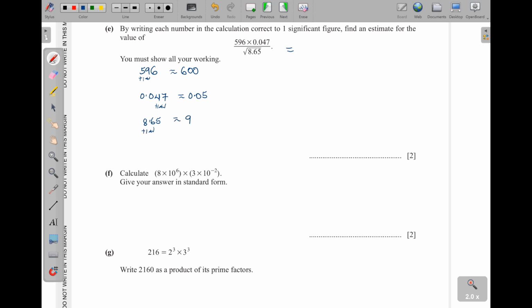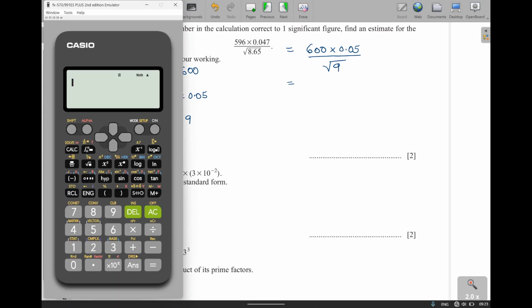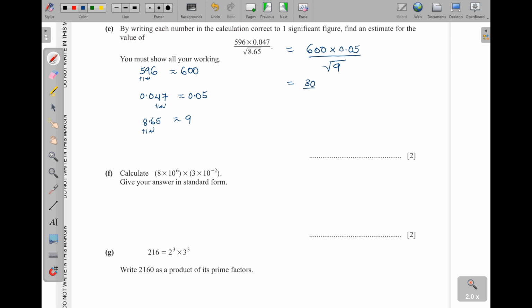That means what we are having here will be now 600, then times 0.05 out of, this one is square root of 9. Now, 600 times 0.05, getting our calculator here, this one gives us 30. So we shall write 30, and the square root of 9 is a 3. So 30 out of 3, this one gives you 10.